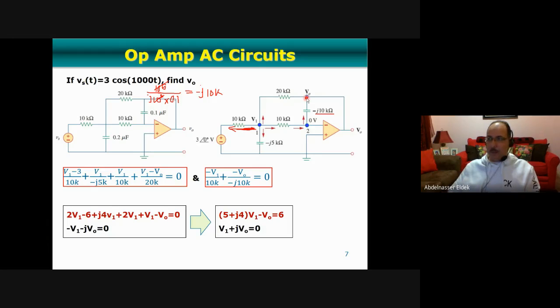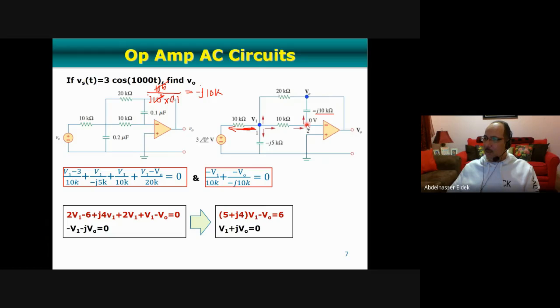Why? Because you don't know the current here. Simply, you don't know the current here. So as I said, in circuit theory, you never apply nodal analysis at the output. So let's apply nodal analysis here, the second node, this one. We know that this one is 0, is ground.